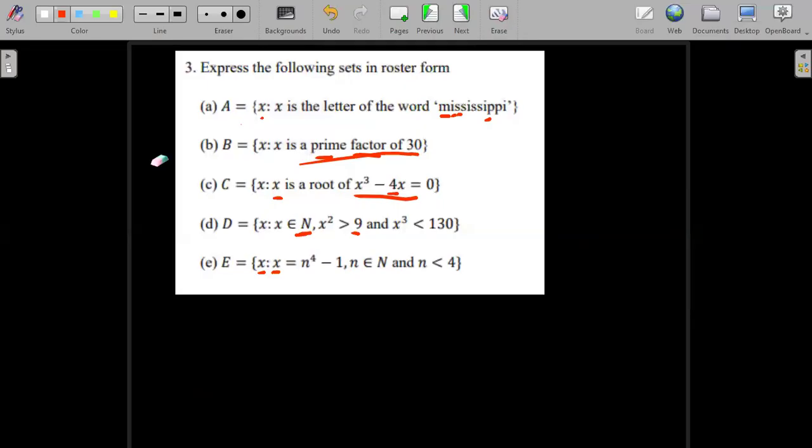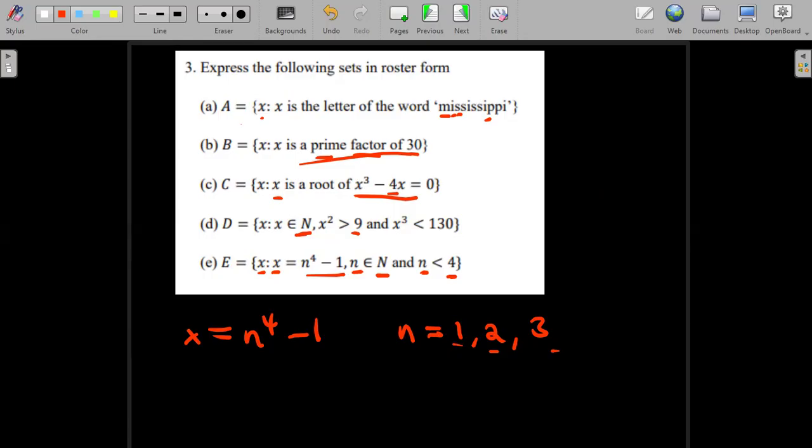But then let me just clear up this part E, because we have to do the last part of the question, and we call it a day. So the set of all x such that x is defined by this equation where you have n to the power 4 minus 1, and they're telling you that n is a member of the natural numbers. And at the same time, n is less than what? Than 4. So meaning I can list those values of n. Since it's a natural number, n is less than 4. So the natural numbers will start 1, 2, 3. It's less than 4, meaning 4 is not part of it.